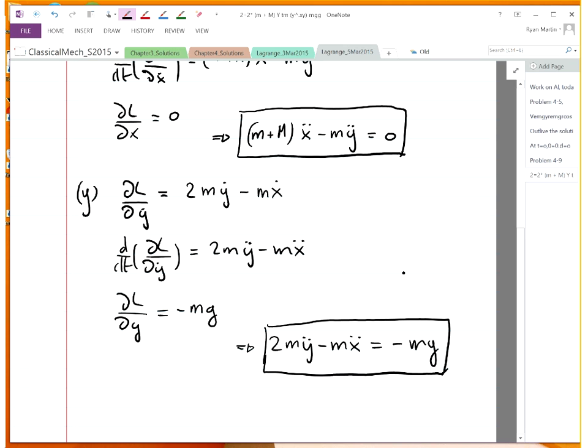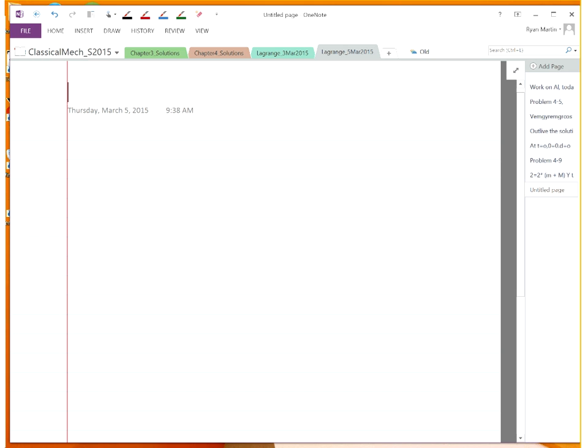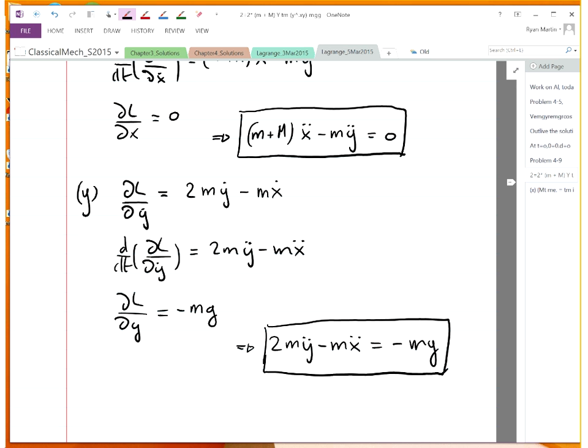So we want equations of motion for x double dot and y double dot, and here they're coupled. Two equations, two unknowns. Not so difficult to deal with, so let's just go ahead and do it. So the first equation that we had was the x equation, right? (M plus m) x double dot equals plus m lowercase m y double dot.